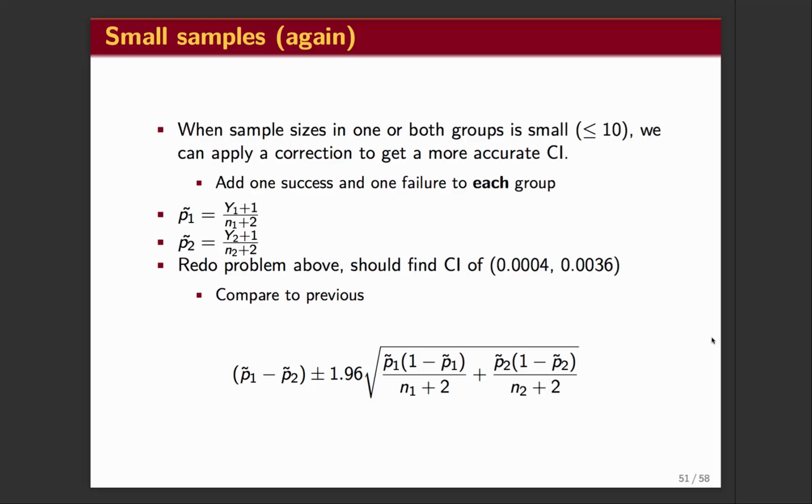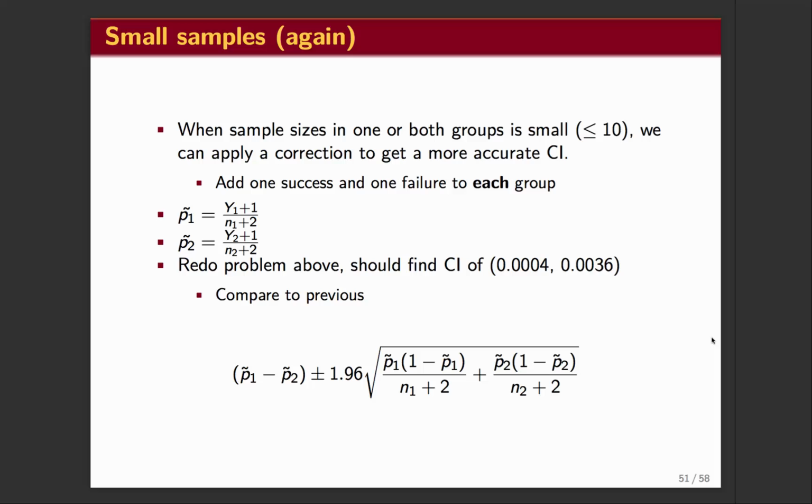Does that make sense? We're saying we need to make this a little more accurate. We know this is skewed or inaccurate in some way because we have too small a sample size, in terms of number of successes. And so this is just a correction that's trying to help us bridge that gap.